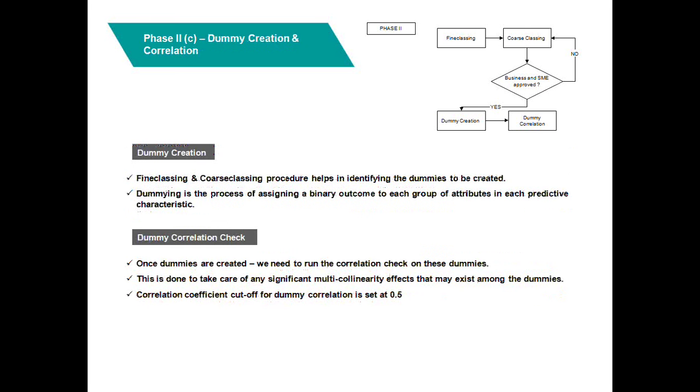Dummy creation and correlation. The fine classing and coarse classing procedure helps in identifying the dummies to be created. Dummying is the process of assigning a binary outcome to each group of attributes in each predictive characteristic. Dummy correlation check: once dummies are created, we need to run the correlation check on these dummies. This is done to take care of any significant multicollinearity effects that may exist among the dummies. The correlation coefficient cutoff for dummy correlation is set at 0.5.